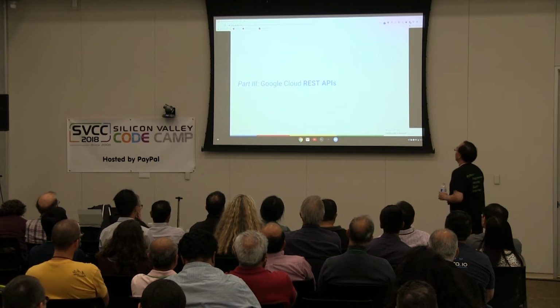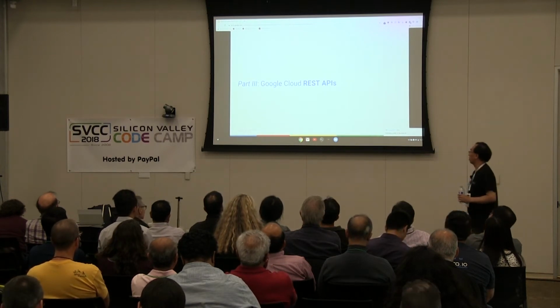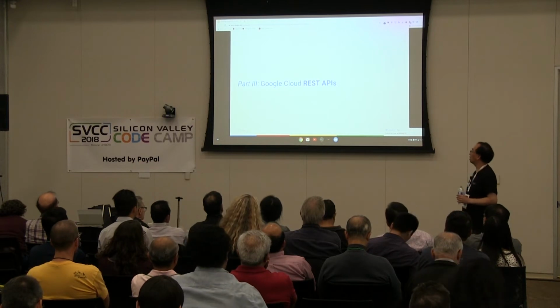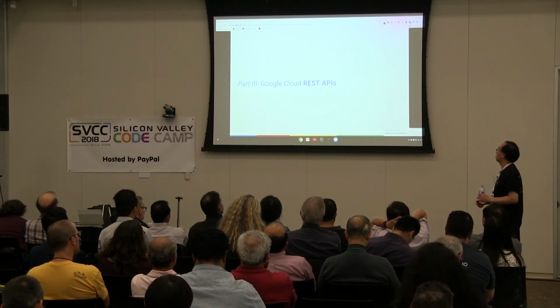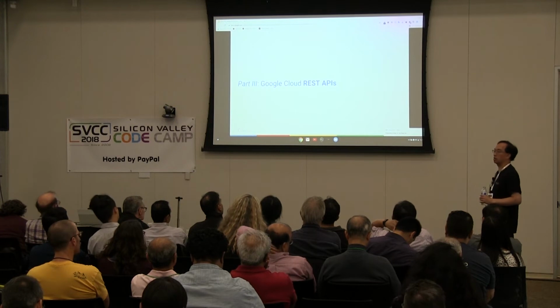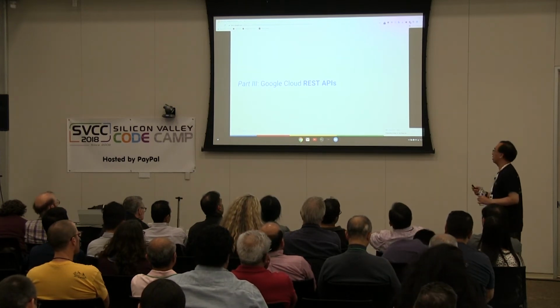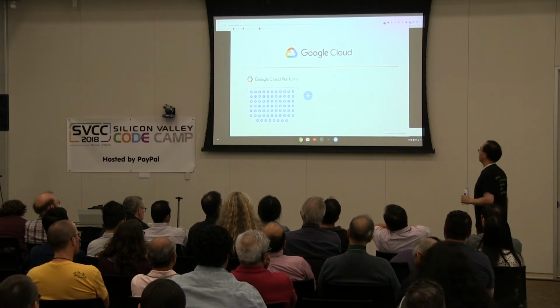Okay? All right, so now let's move to part 3 where we're going to talk about Google REST APIs, and I'm focused on the cloud ones because we have the most number of APIs of all products, but then I will also mention other Google APIs that are not part of Google Cloud towards the end.